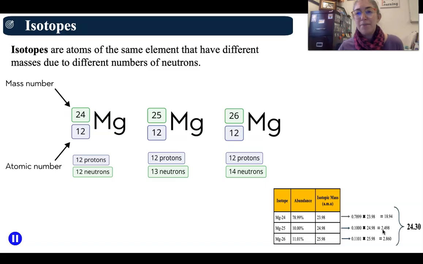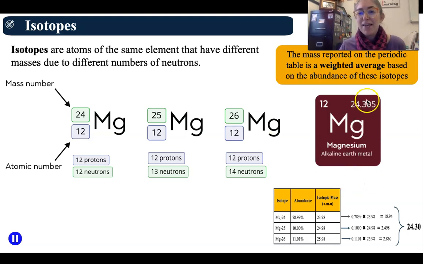And the mass number is always a whole number because it's just protons plus neutrons. But when you look at the periodic table, you'll see that magnesium has a mass of 24.305. That's the average atomic mass, and it's a weighted average that's based on the abundance of these different isotopes. So magnesium 24 is the most common isotope, the most abundant, which is why the mass is very close to 24. So this is just how it's calculated.